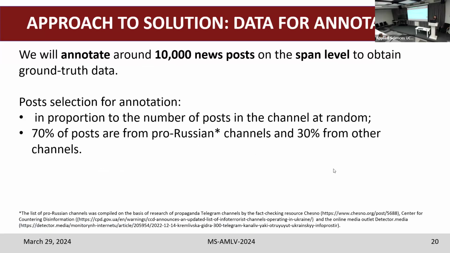We will annotate around 10,000 posts on the span level to obtain ground truth data. We select posts for annotation at random, in proportion to the number of posts in each channel, and 70% of posts are from pro-Russian channels and 30% from other channels. The list of pro-Russian channels we gathered based on the survey of Telegram propaganda channels conducted by the fact-checking resource Chesno, the Center for Countering Disinformation, and Detector Media.